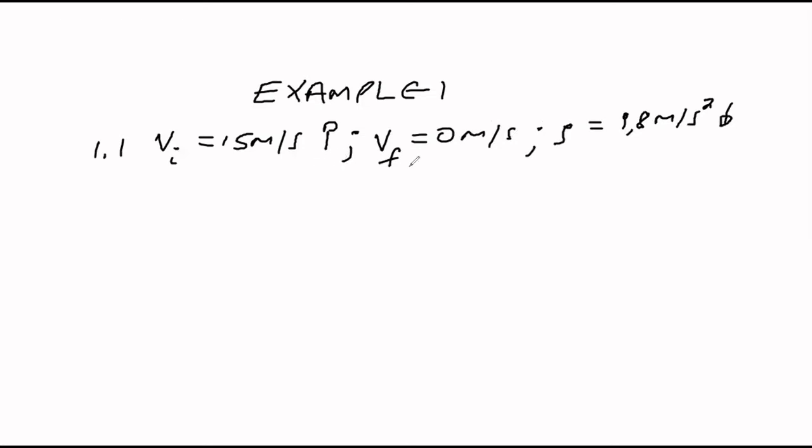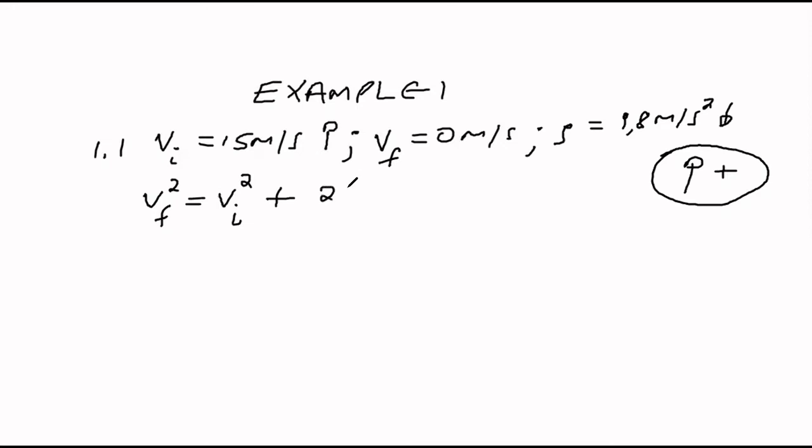Okay, let's consider the formula to use. We take up as positive. So we can use the formula that contains what is given, which is initial velocity, final velocity, and g, and what we are looking for, which is the displacement. So we can use v final squared equals v initial squared plus 2g delta y.